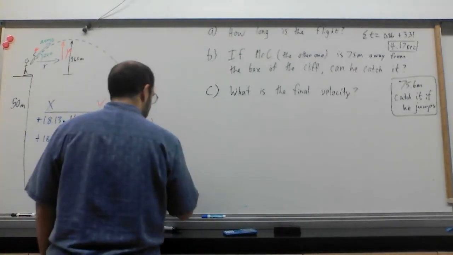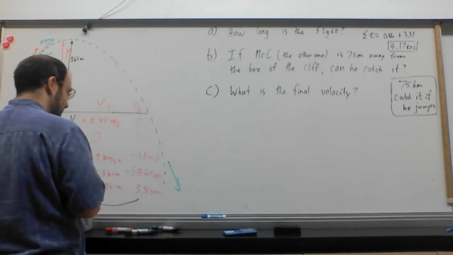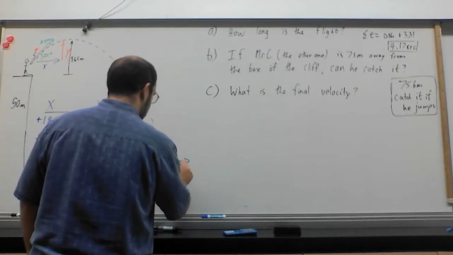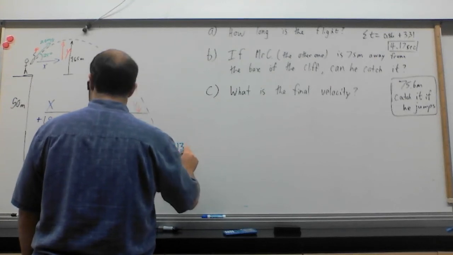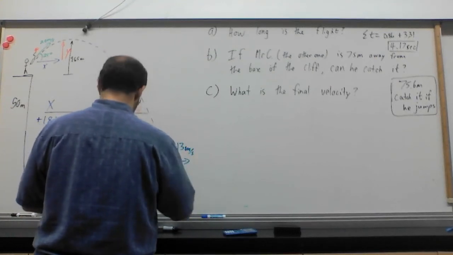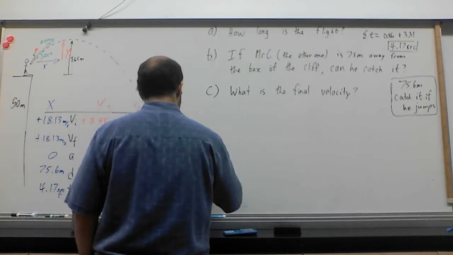Down here at the bottom, the final velocity is going to be at some kind of an angle. That angle is going to be built off of the horizontal velocity, which hasn't changed the entire flight because we ignore air resistance, and the vertical velocity, which we have to find.